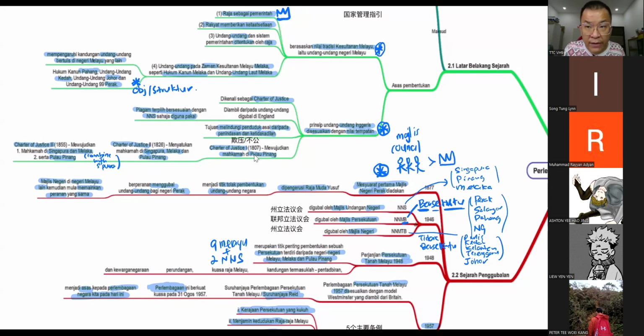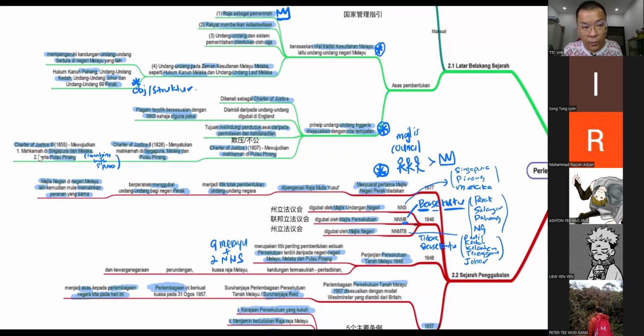Because in 1807, the British only controlled Penang. British didn't control Malacca, and didn't control Singapore. Malacca was under the Dutch. Singapore was under Temenggong Johor. Then in 1826, the British controlled Singapore, Penang, and Malacca. So Charter of Justice 3 had 3 courts. Got 3 mahkamah.